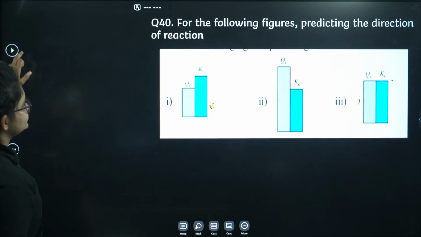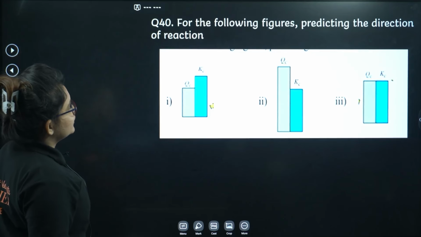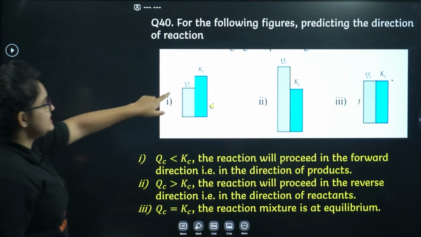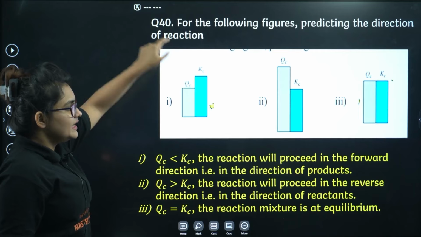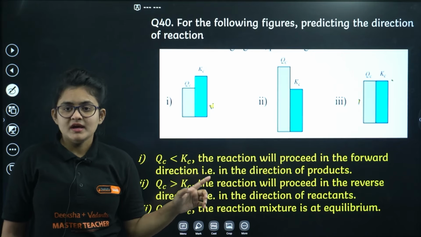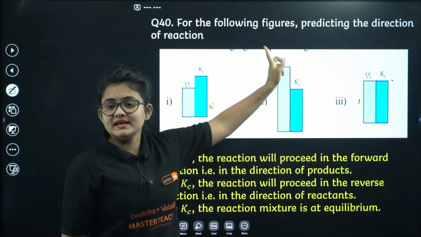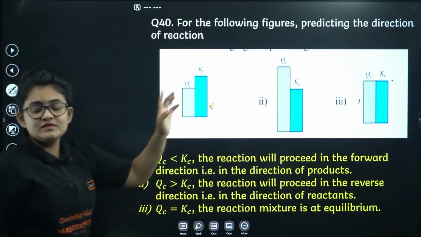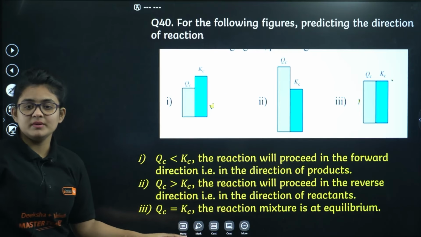Let's proceed. For the following, predict the direction of reaction. Here you can see Qc less than Kc represents the forward direction reaction. If Qc is greater than Kc, it represents the backward direction, toward reactants. If they are equal, then it represents the equilibrium condition.